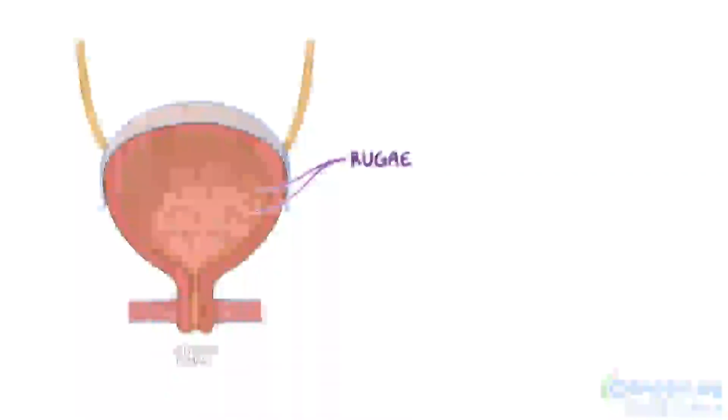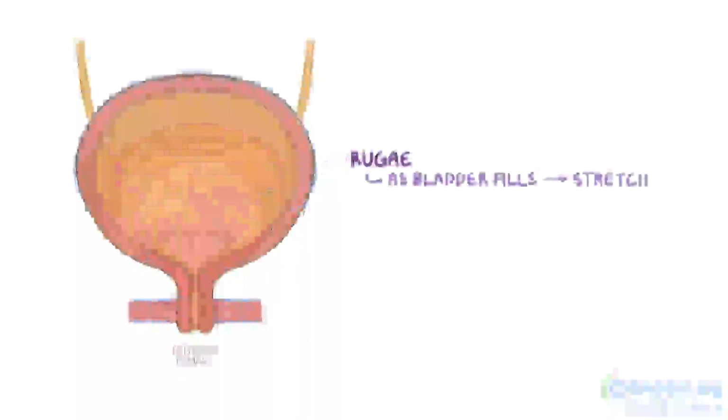Now let's look inside the urinary bladder, which has irregular folds of mucous membrane called rugae. These rugae are best seen when the bladder is empty, because as the bladder fills, they begin to stretch and fade away. Inside, the posterior wall of the urinary bladder has a smooth triangular area that doesn't contain rugae, even if the bladder is empty, called the trigone of the urinary bladder.